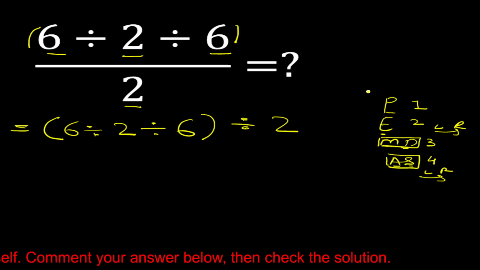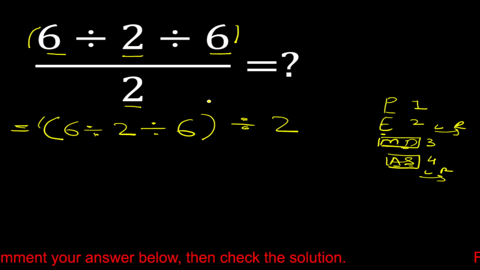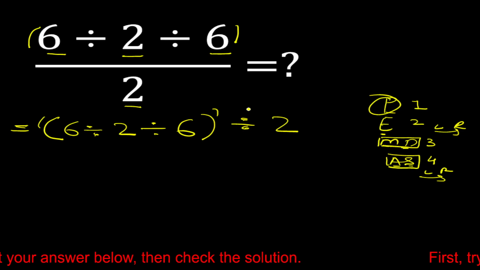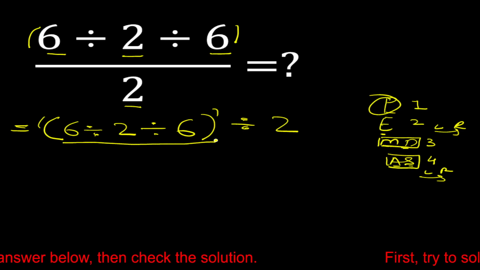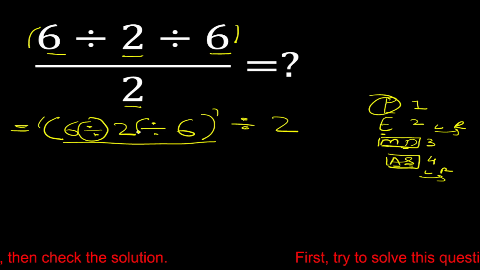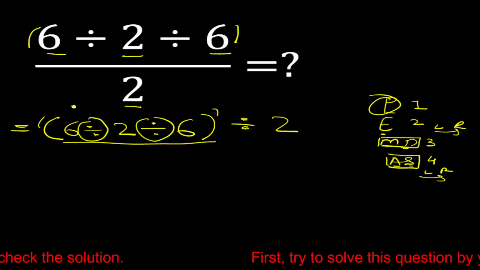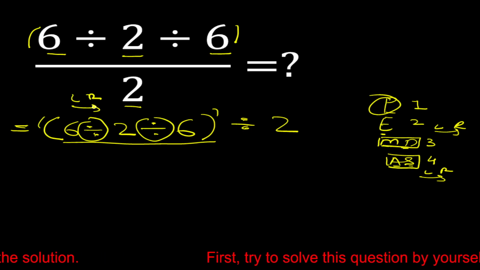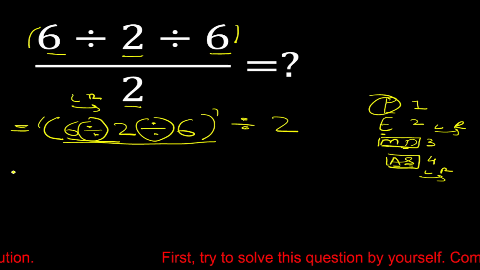Okay. So here is a parenthesis. So first priority is parenthesis. So first we have to solve this parenthesis. Okay. In this parenthesis, here is one division and here is division. Both have equal priority, so we have to solve from left to right. So first we have to solve this division.